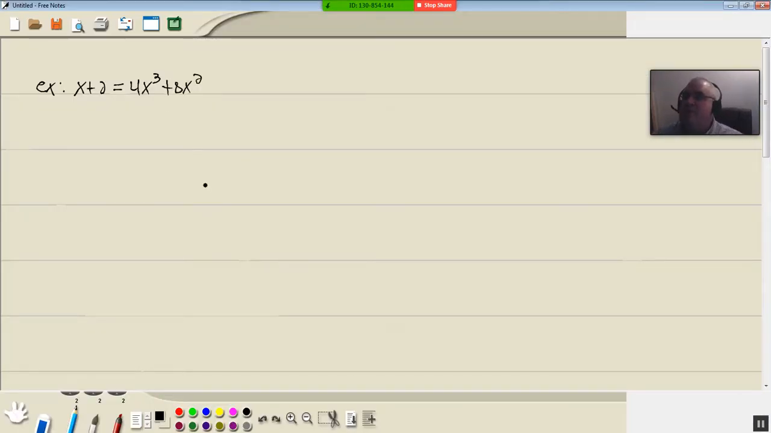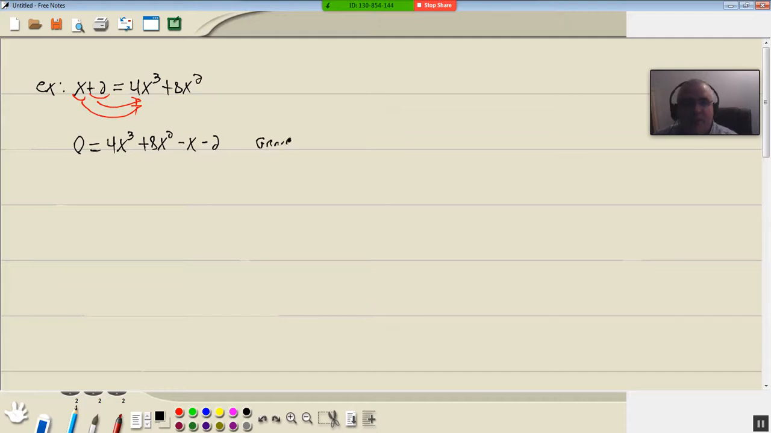Now this is a polynomial equation. And remember the zero factor property where we had to get 0 on one side and we factored the other side? That's no different here. Factoring's harder. So we need to get 0 on one side. So I'm going to take the 2, move it to the right side, and I'll take the x and move it to the right side. So I'm going to have 0 is equal to 4x to the third plus 8x squared minus x minus 2.